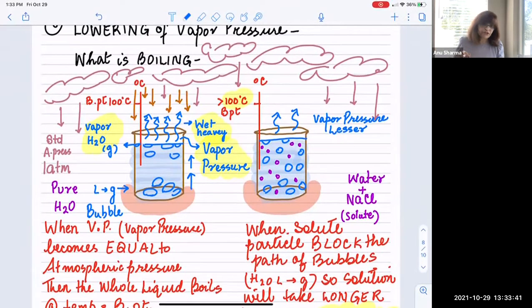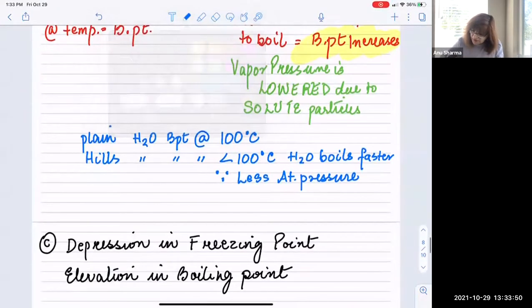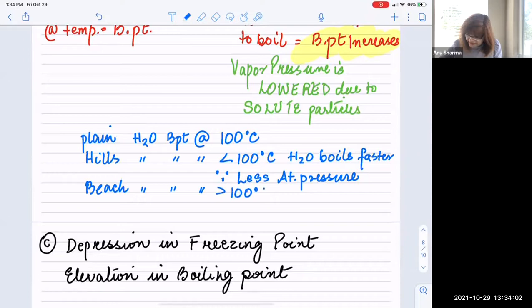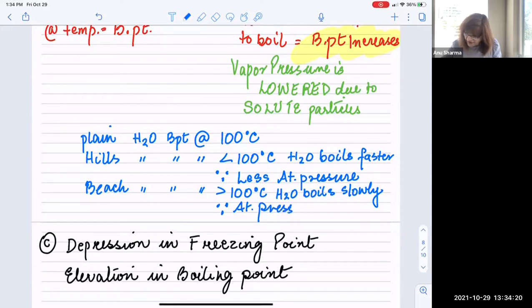So there's nothing pushing the vapors to escape. Remember, boiling occurs when the vapor pressure becomes equal to the atmospheric pressure. So if the atmospheric pressure is low, a little bit of vapor is going to boil the liquid off. But on the beaches, where the air is very thick, the water's boiling point is going to be more than 100 degrees Celsius. Water boils slowly, it will take longer, because the atmospheric pressure is high. So that means you need a lot of vapors.